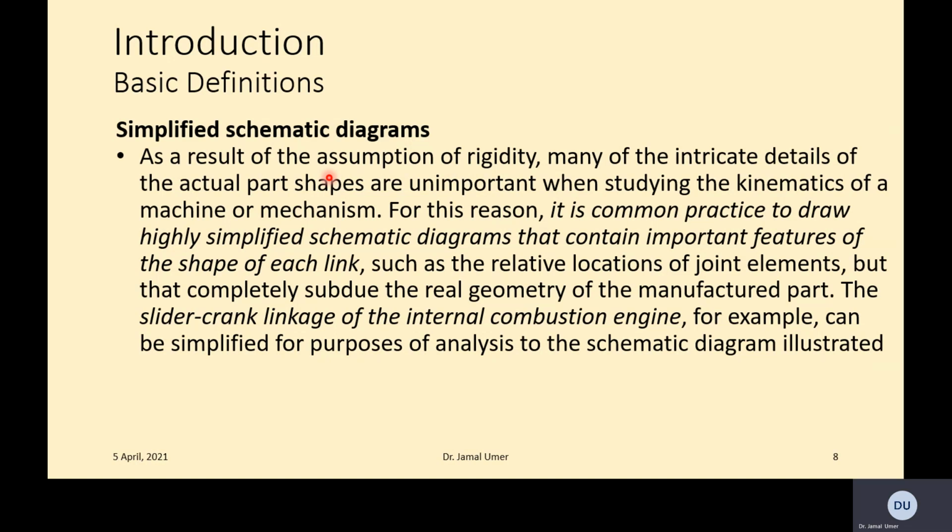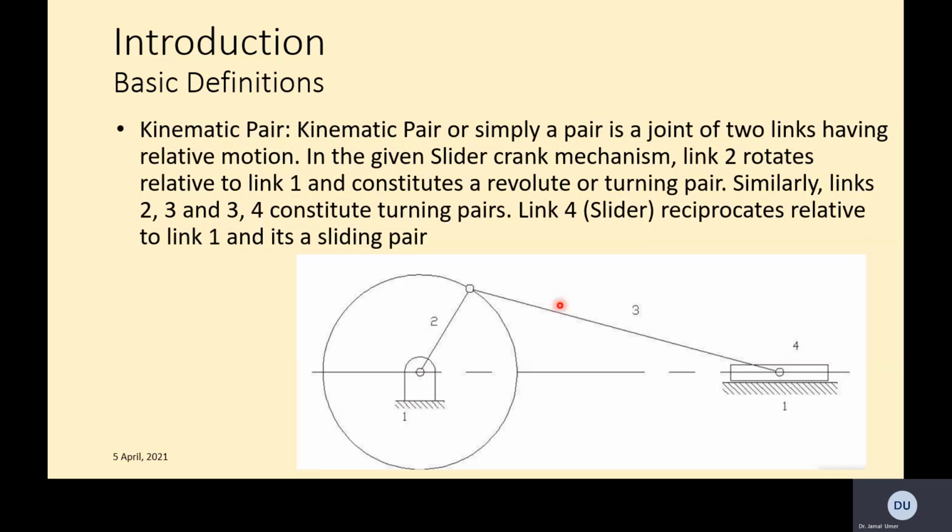So what does it mean? I will just give you an example. The connecting rod within an internal combustion engine is not one straight bar. It is a complex shape, with a big end, a small end, and a certain shape. But when we are doing the crank mechanism, we just consider the connecting rod as one link. We don't need to go into its geometry, right? So this one straight line represents the connecting rod for the slider crank mechanism, which was here. So it is a simplified diagram.